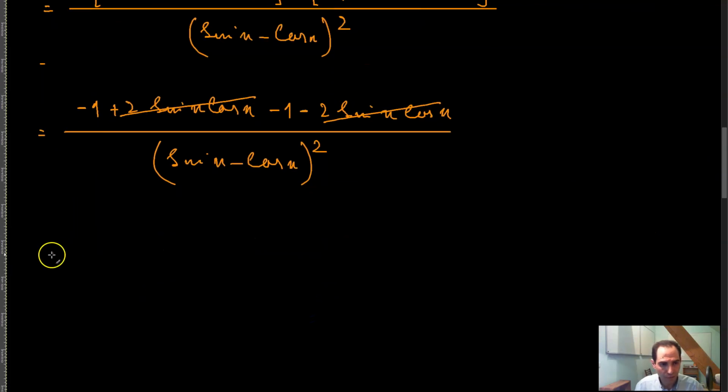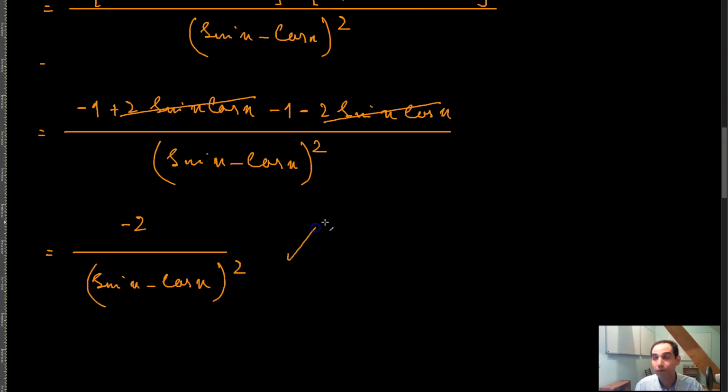And that becomes negative 2 over sine x minus cos x whole squared. That is the answer there. That is the answer. That was question number 17.